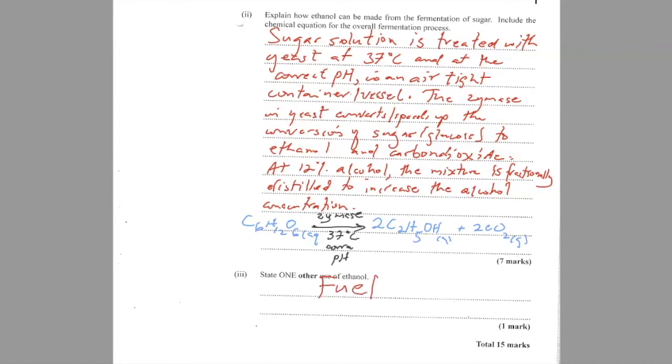We know about E10. So ethanol is added to gasoline. And I mean, ethanol by itself, it is used in spirit lamps. It burns with a clean blue flame. And just like that, we would have gotten 15 marks.